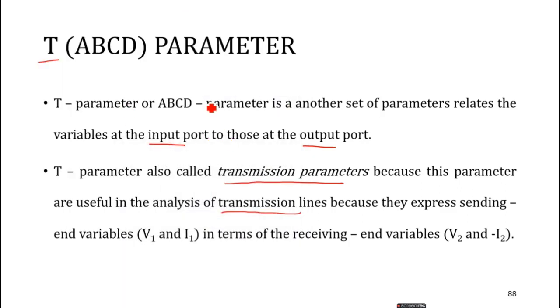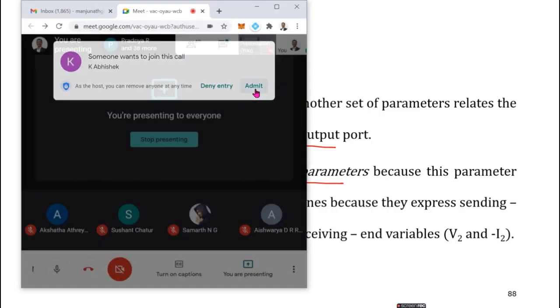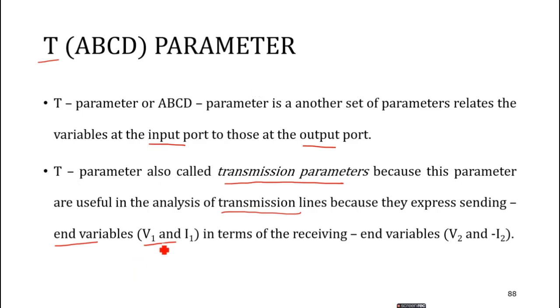Okay, so here the T parameters relate input and output ports. In the input port, V1 and I1 are taken. In a transmission line, they are called sending end variables. They are the two parameters at the input port, called sending end variables in the T parameters.